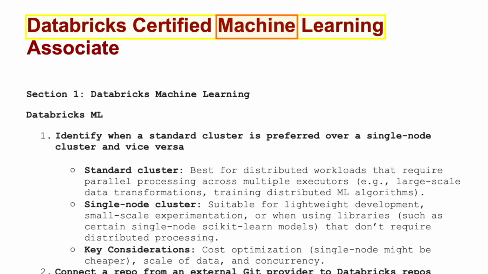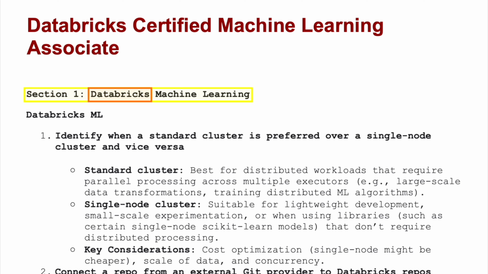Databricks Certified Machine Learning Associate, Section 1: Databricks Machine Learning. Databricks ML 1. Identify when a standard cluster is preferred over a single node cluster and vice versa. Standard cluster: best for distributed workloads that require parallel processing across multiple executors. For example, large-scale data transformations, training distributed ML algorithms.